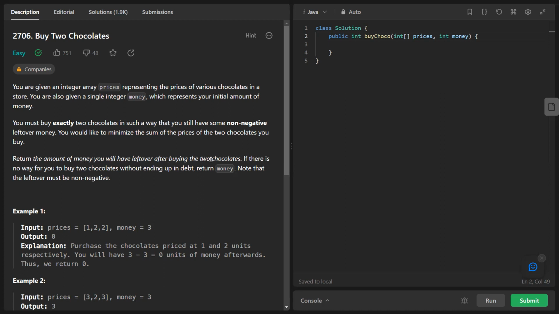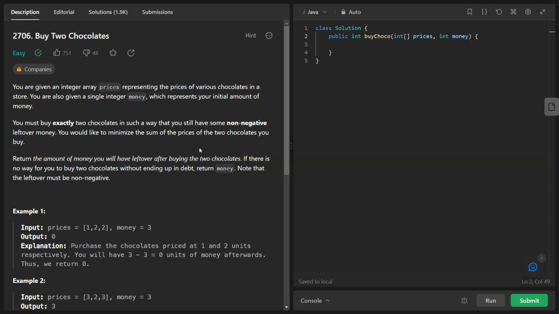If there is no way for you to buy two chocolates without ending up in debt, return money. Note that leftover must be non-negative. So it's a very simple problem. Let's take a real life example.